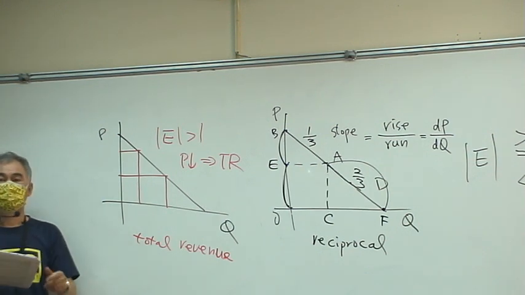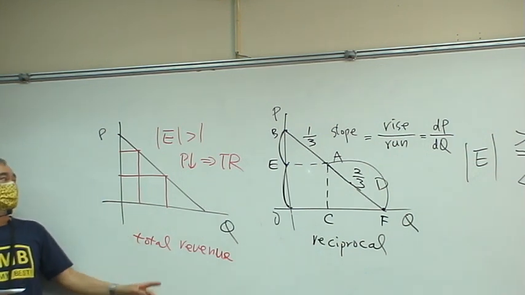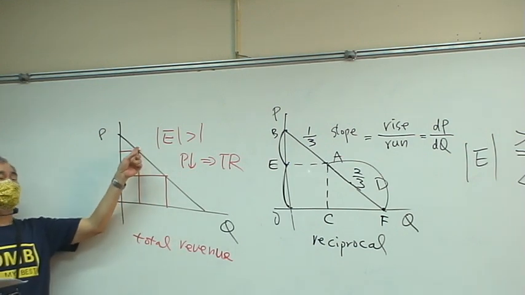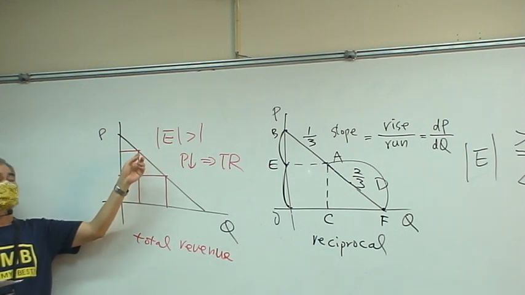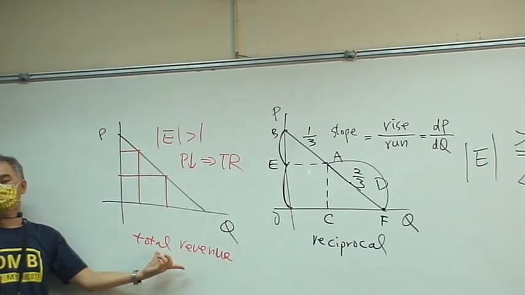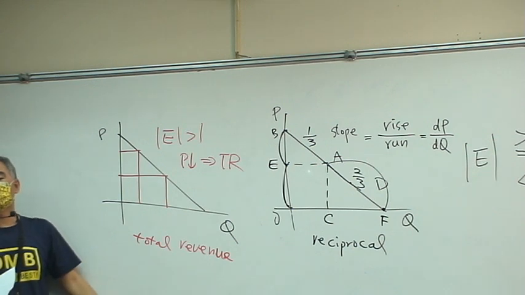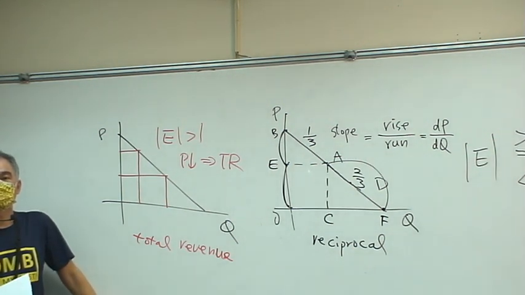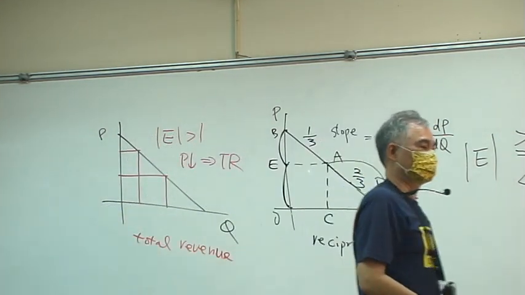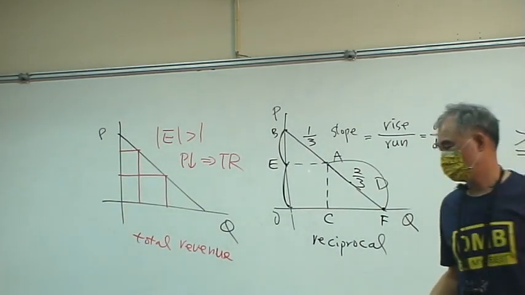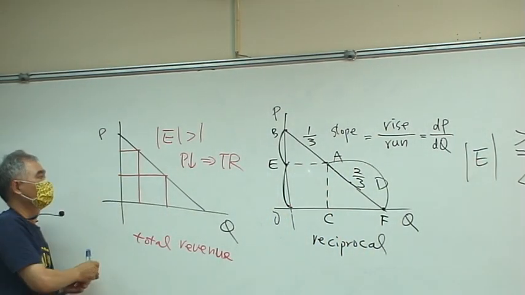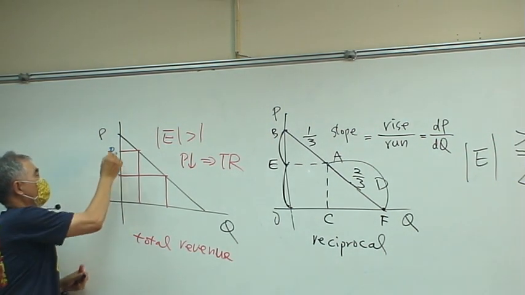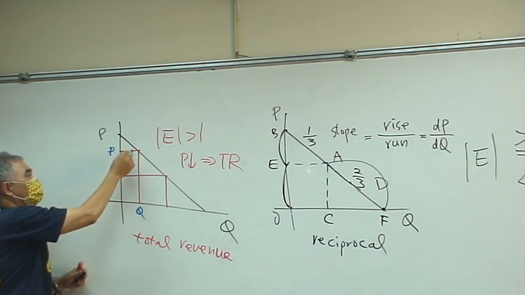Can you tell us? Because the point here is very high, right? It's very high, and so we know that this is elastic. So when price goes down, can you tell us whether the total revenue goes up or down? If you want to know what's total revenue, at this price and at this quantity, the total revenue is here, right?